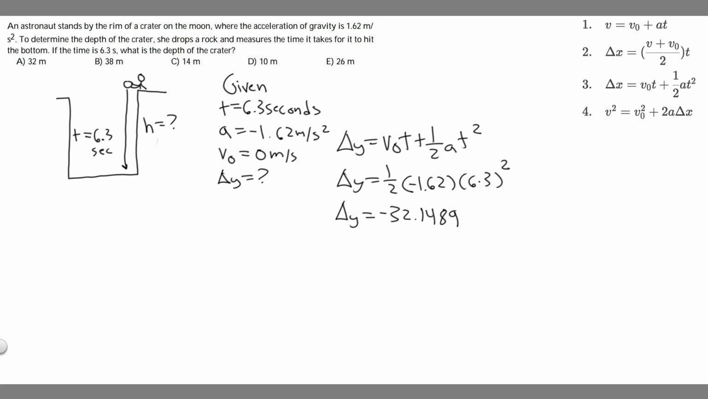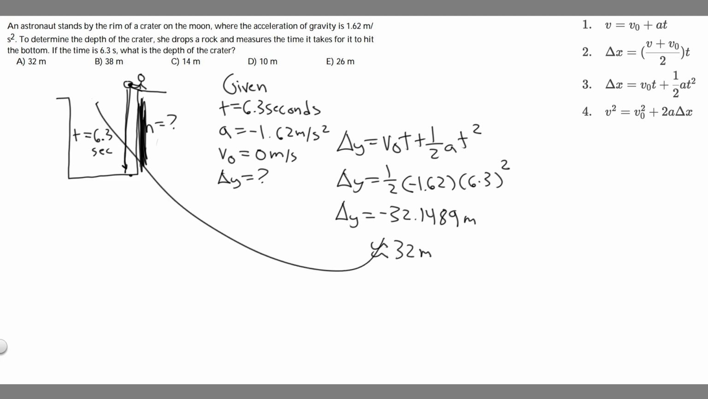This is the change in the y position. So if it starts here, which we determined is 0, and falls here, the change in y is going to be, we're going down 32 meters. So if we go down 32 meters, what does that mean? It means the height of the crater just has to be the positive value, because we're dropping 32, that means this thing is 32 tall. So basically it's about 32 meters, I'm just rounding. But yeah, 32 meters is going to be the height of the crater.